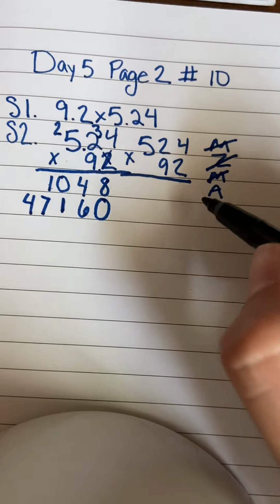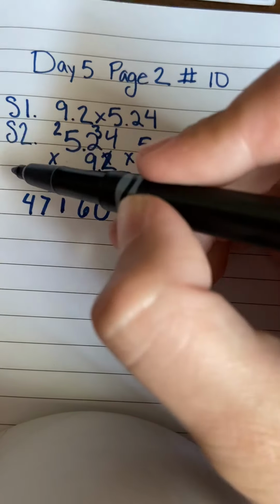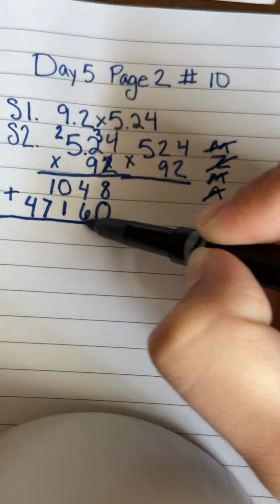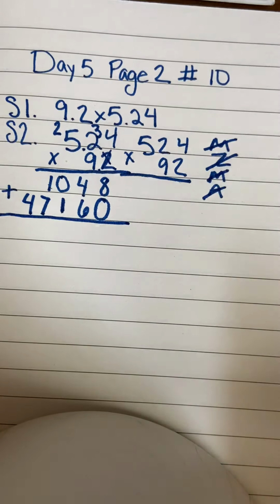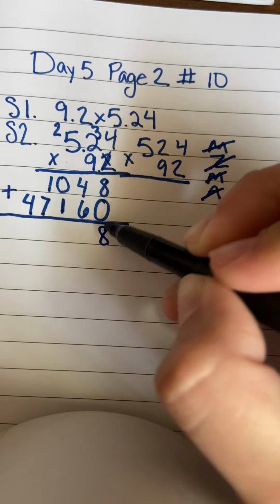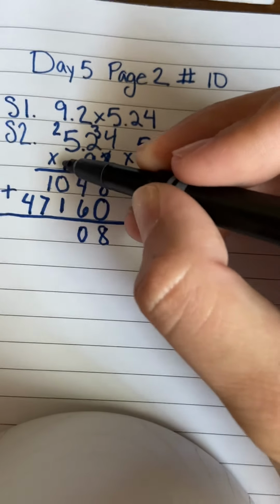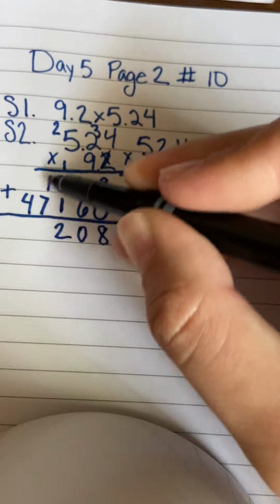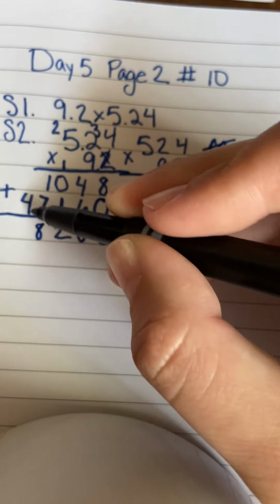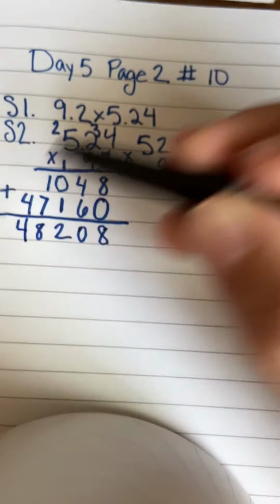All right, I've got these big old numbers. I've multiplied. Now my last step is to add. Let's go ahead and add these together. 8 plus 0 is 8. 4 plus 6 is 10. I need to carry my 1. 1 plus 0 plus 1 is 2. 7 plus 1 is 8. And 4 plus nothing is going to give me 4.